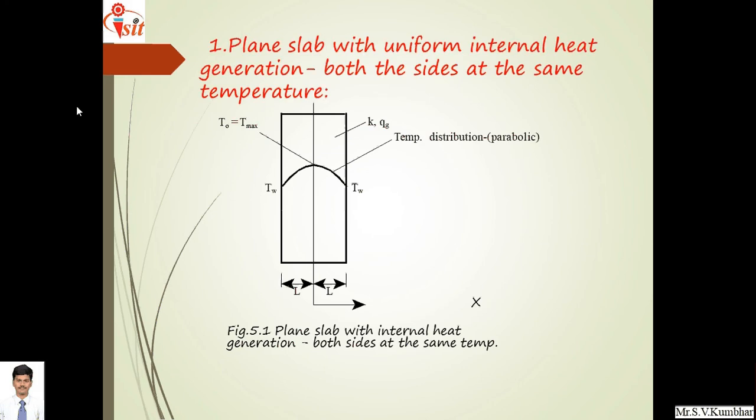that is, plane slab with uniform internal heat generation, where both sides are at the same temperature. So here the temperature at the left hand side and right hand side will be the same. Let's say To is equal to T max, that is, at the origin maximum temperature occurs. K is the thermal conductivity of the material and Qg is the rate of internal heat generation. And observe here, L is half thickness of the slab.